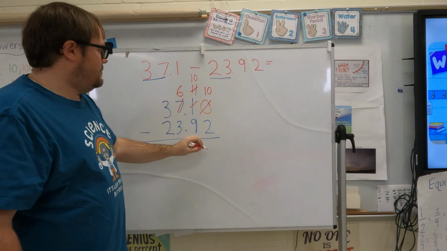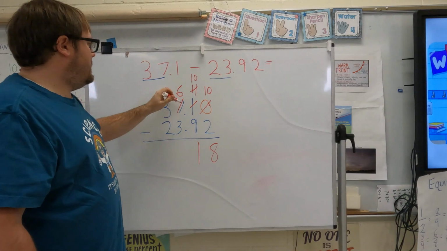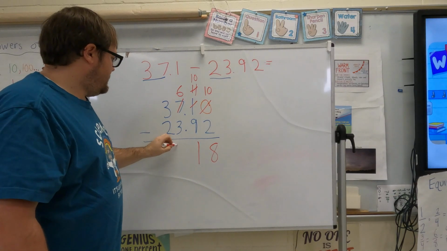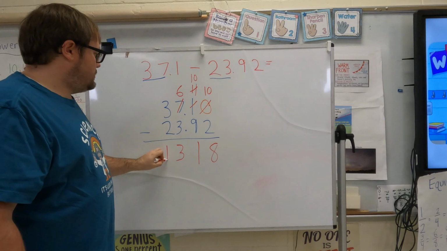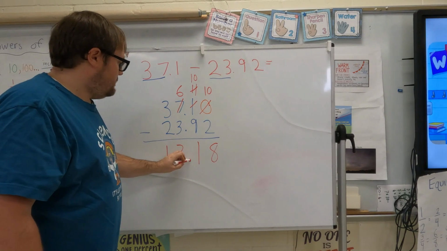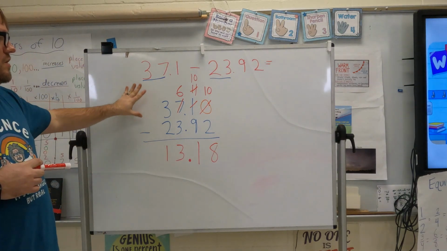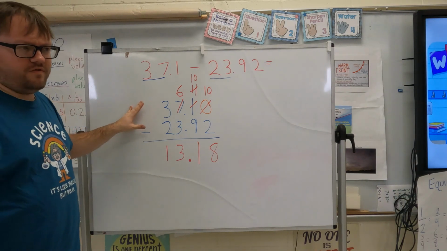10 minus 2 is 8. 10 minus 9 is 1. 6 minus 3 is 3. 3 minus 2 is 1. And all I need to do at the decimal, just bring it down. Okay? All right, so that's, of course, we only use the traditional way in 5th grade.